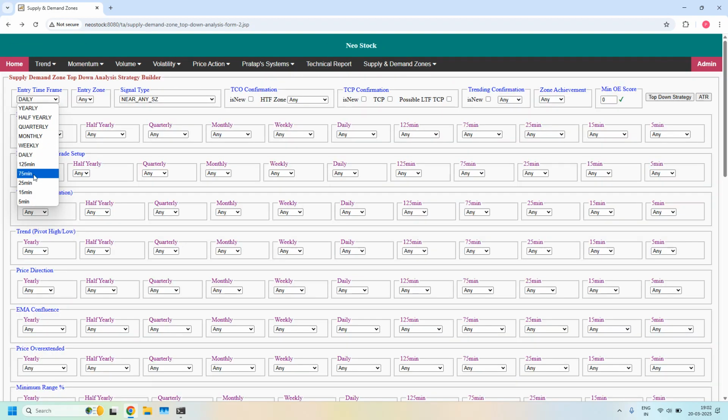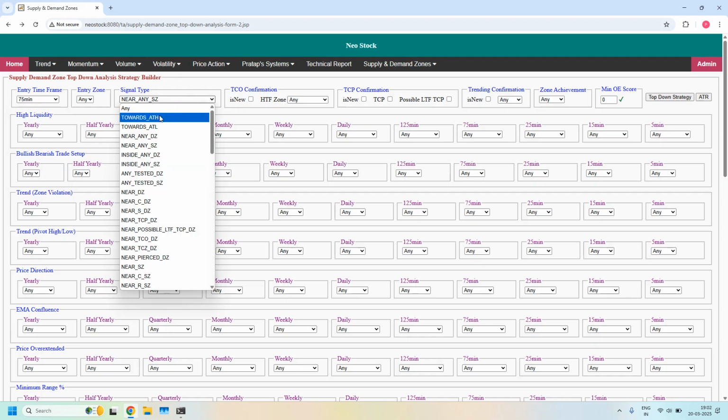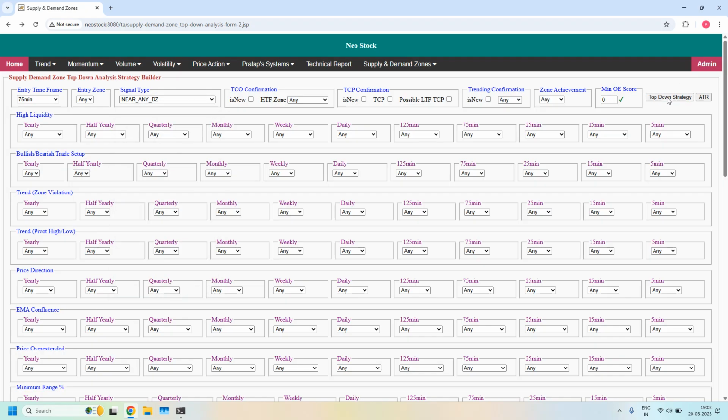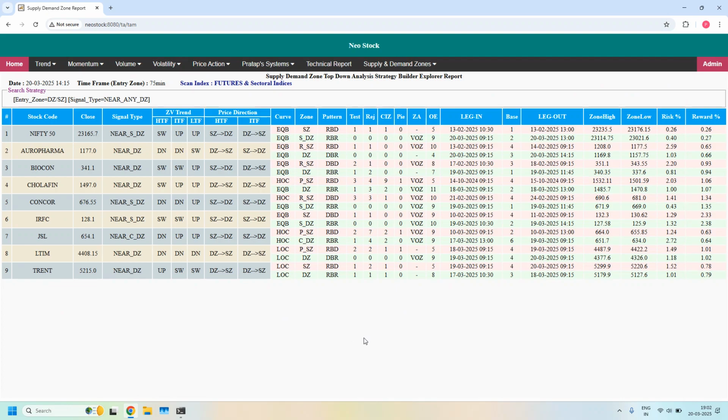Okay, next time frame is 75 minutes. Let us find the stocks near 75 minutes demand zone. We got 9 stocks. Let us identify high liquidity zones from this list. Again, Nifty 50 is having a 75 minutes high liquidity demand zone. Already we have seen Nifty is having both daily and 75 minutes high liquidity demand zones. Okay, interesting.